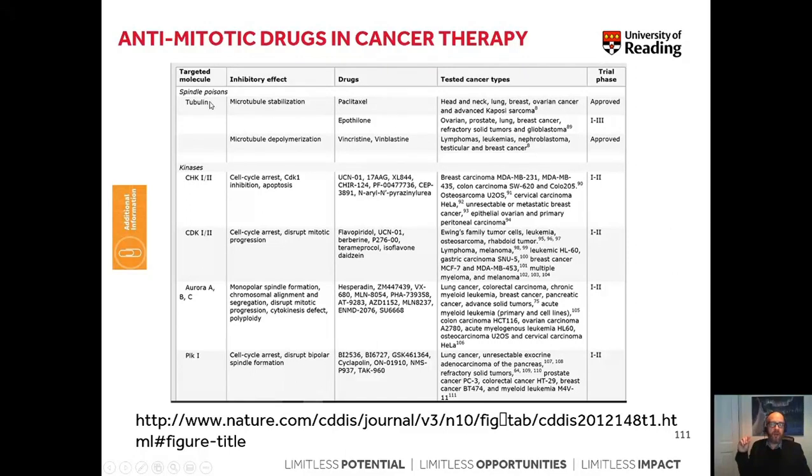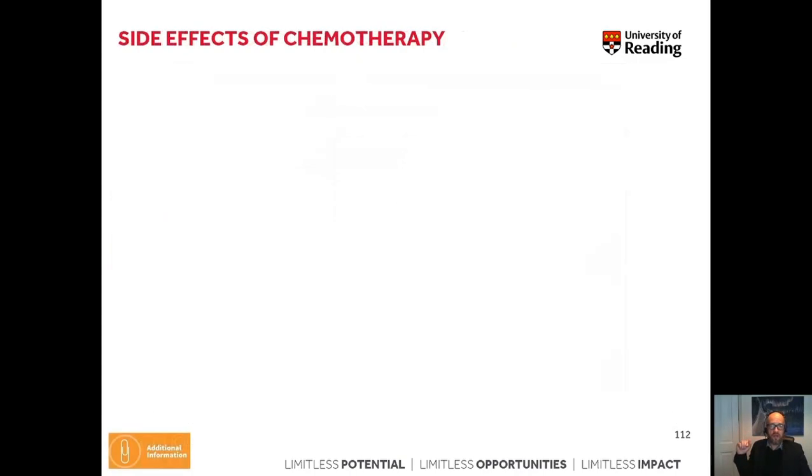So some molecules are known to stabilize microtubules, thereby preventing the mitotic spindle from functioning properly. Other drugs cause microtubule depolymerization, so basically they destroy the spindle fibers. Other drugs can inhibit cell cycle progress and so on. So this is really the important process in targeting cancer cells.